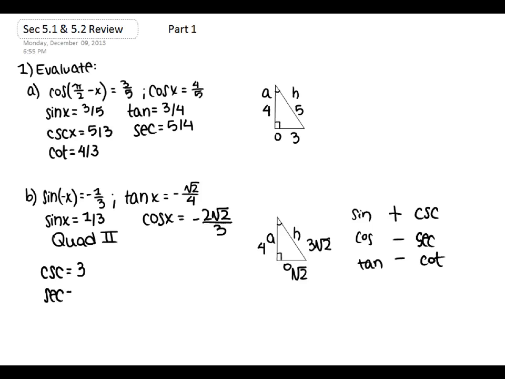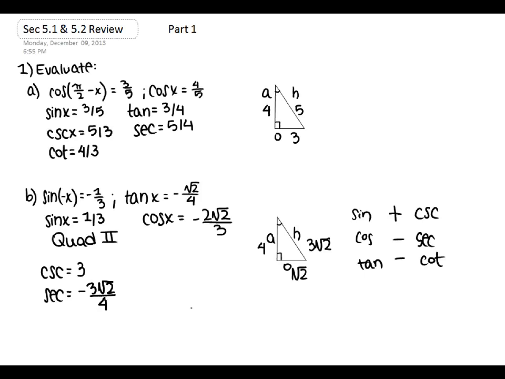Secant. And since we had to rationalize here, I'm just going to look directly on my triangle. If cosine is adjacent over hypotenuse, then secant is hypotenuse over adjacent, right? Oh, and it has to be negative, okay? So 3 root 2, negative 3 root 2 over 4.